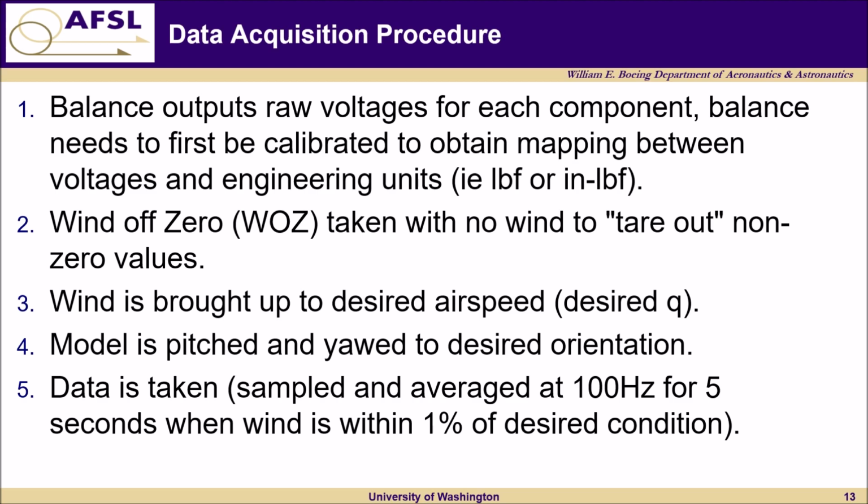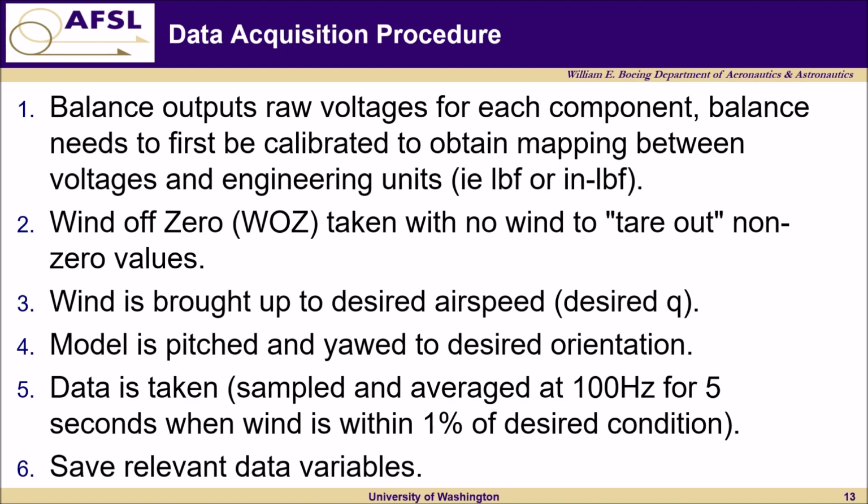We sample all the relevant channels at 100 Hz and collect 5 seconds worth of data. Note that we only take data when the wind is within 1% of the desired condition. We then use this to create an averaged data point and save all of the relevant variables. Now, this is the procedure for a single data point. We can then repeat steps 3 through 6 for different aerodynamic conditions.